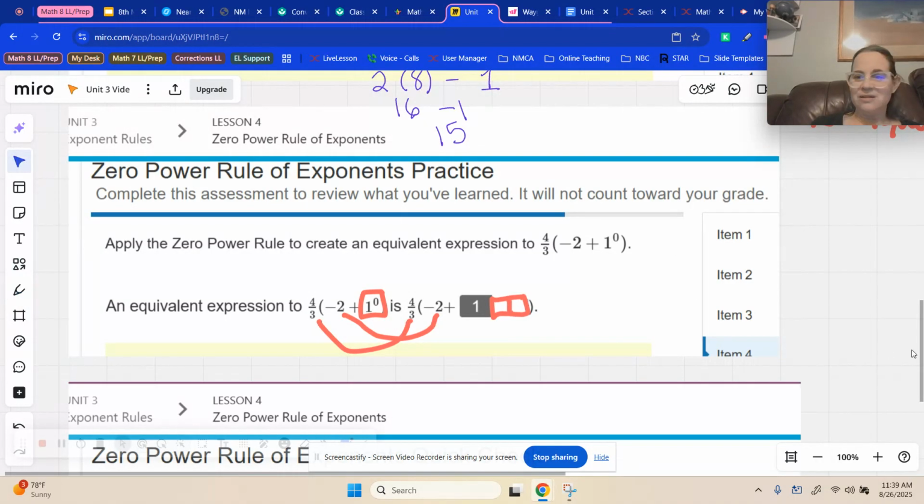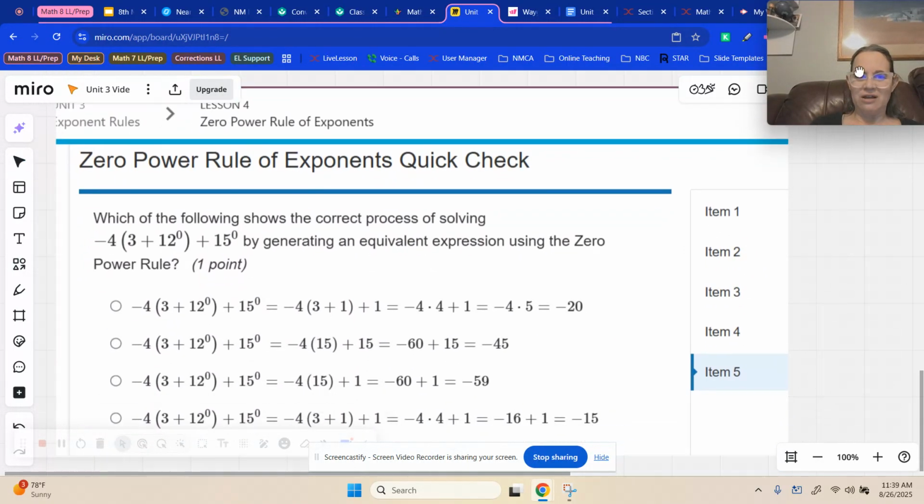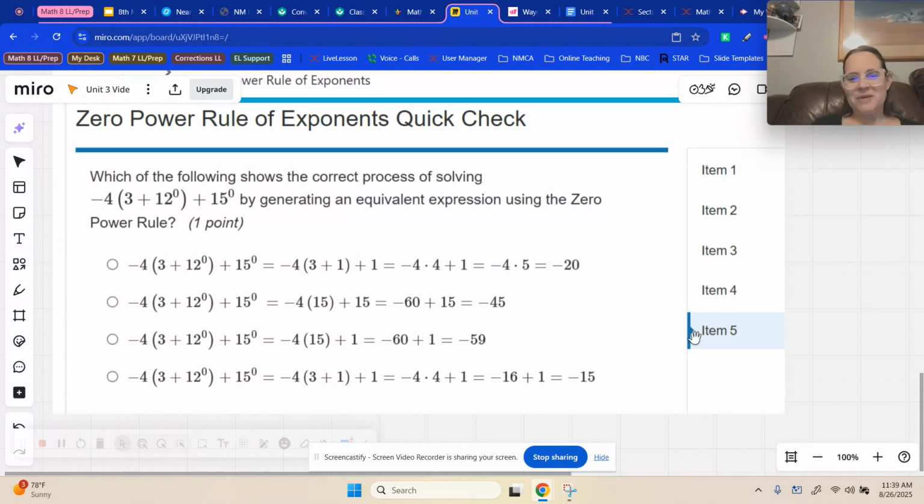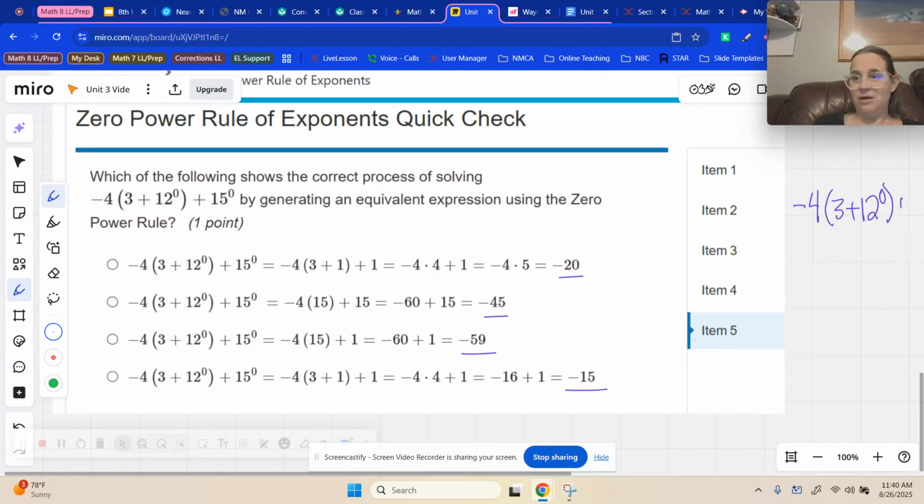Okay. The last one I wanted to show you here, that's item 4 from the practice, okay? The last one I wanted to show you is from the quick check, okay? And I wanted to show you this one because I think it's a little hard to follow it. So there are two ways you could deal with this. You could just do the problem, okay, and then match the answer, okay? And that's a really good way to do it. -4 parenthesis 3 plus 12 to the 0th power plus 15 to the 0th power. Okay, work in parentheses first.